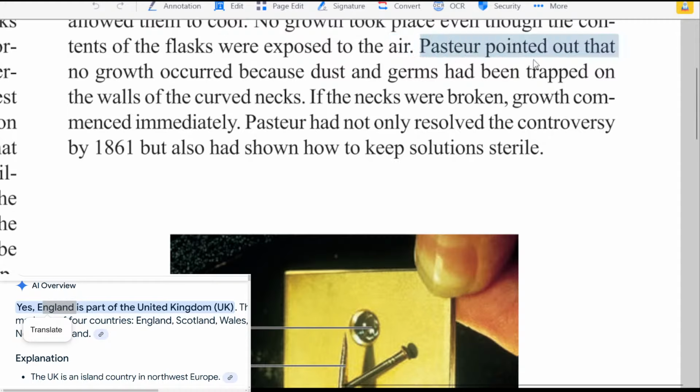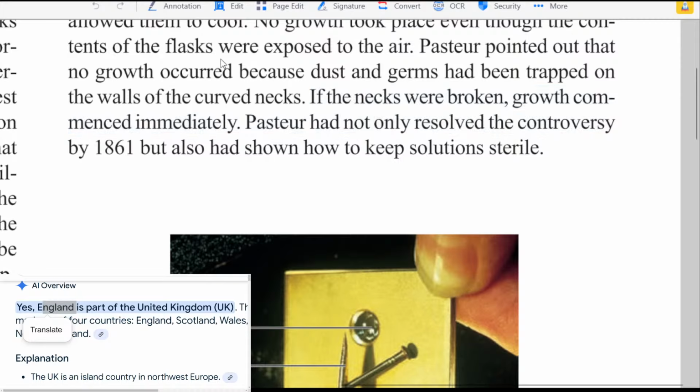So Pasteur pointed out that no growth occurred because the dust and germs had been trapped on the walls of the curved neck. So now he is saying that even if I heat the nutrients, the curvature stopped the microorganisms because the microorganisms stuck to those curved necks. So if the neck was broken, growth commenced immediately.